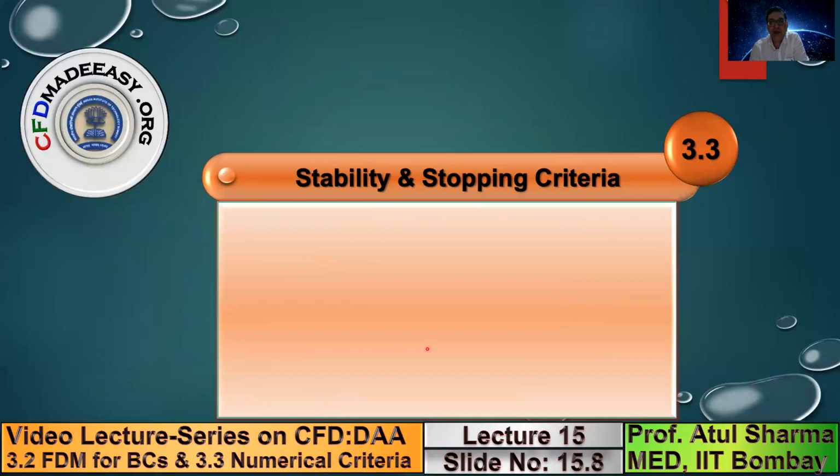Now let us go to the numerical criteria. I have mentioned that basically I'll present two types of numerical criteria: stability criteria and stopping criteria. Now, what is stability criteria? Let me first explain it.